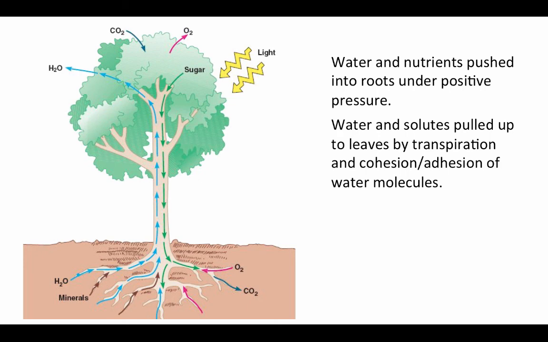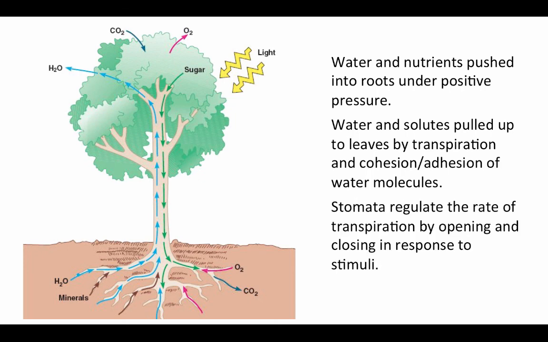That's going to be the main pulling force that's going to allow this water to move up very great heights against the force of gravity. And then finally we saw that stomata are the main mechanism for regulating the rate of transpiration and managing that balance between the need for water and to minimize water loss and the need for gas exchange for photosynthesis.